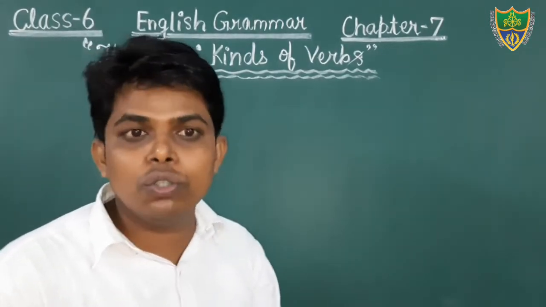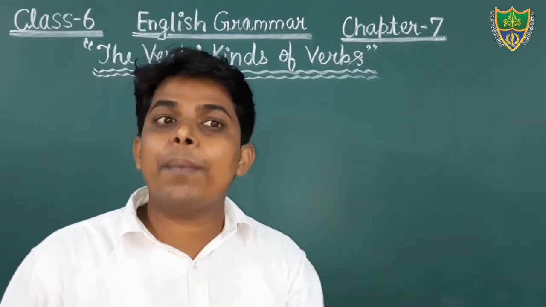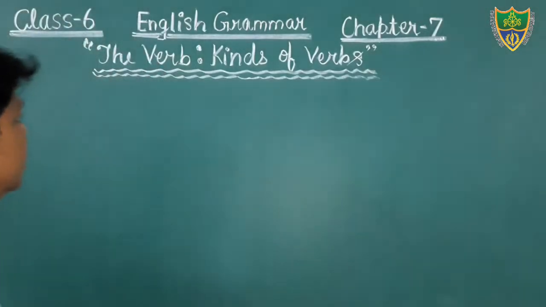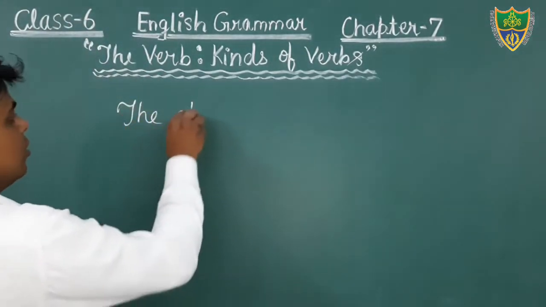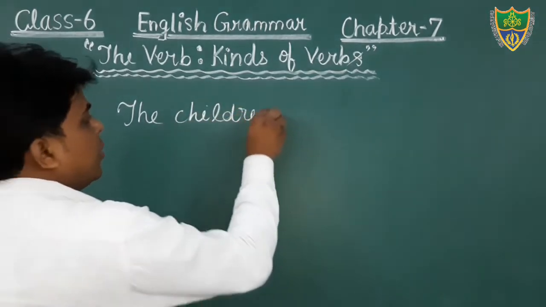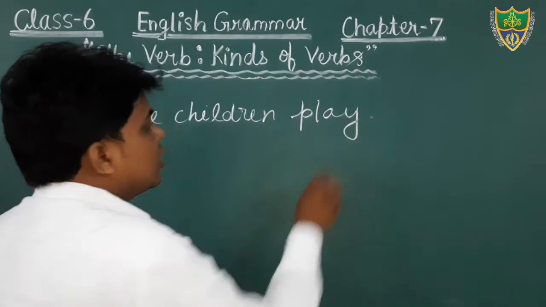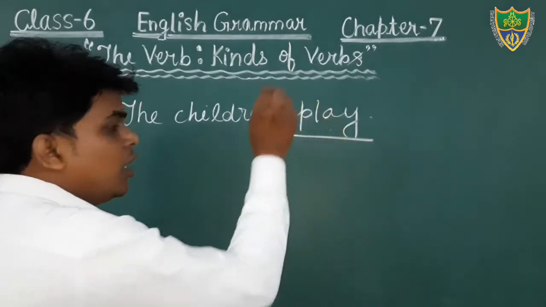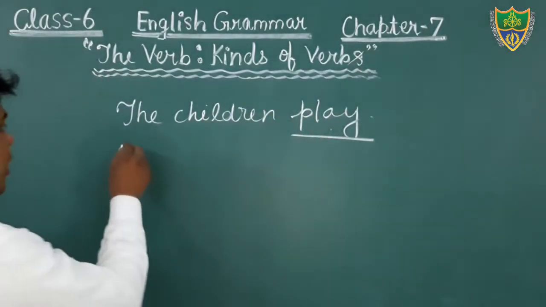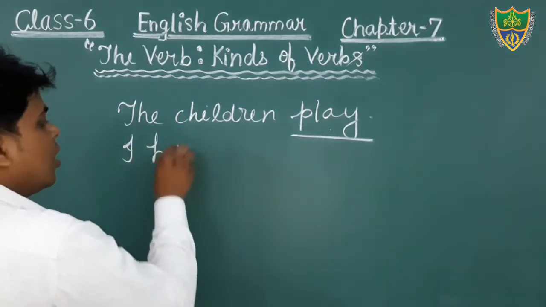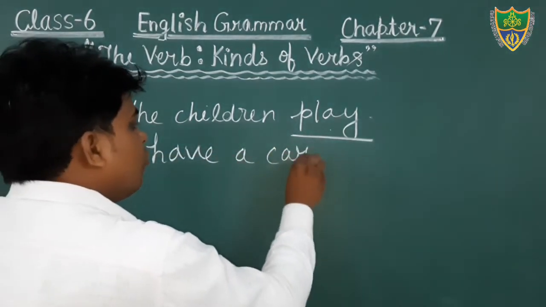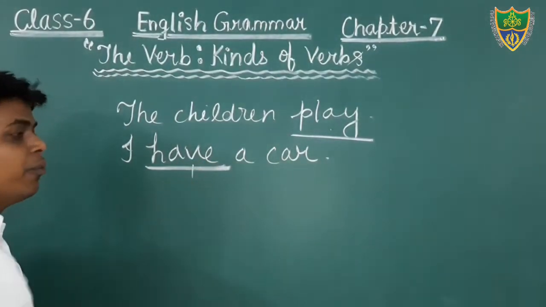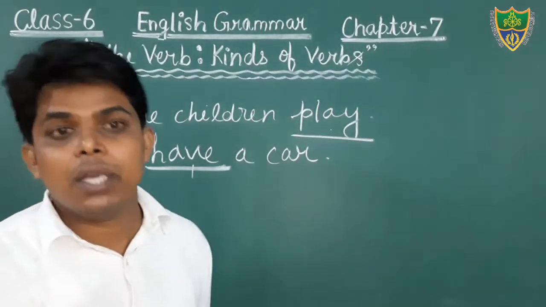Okay students, I have also told you so many examples. For example, the children play. Here in this sentence the word play denotes an action, therefore that is a verb. Another example I have given you: I have a car. Here the word have denotes possession, therefore that is also a verb. What kind of verb? Helping verb.